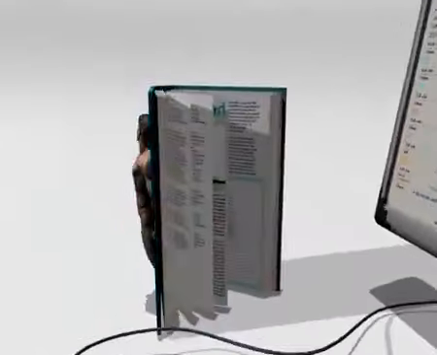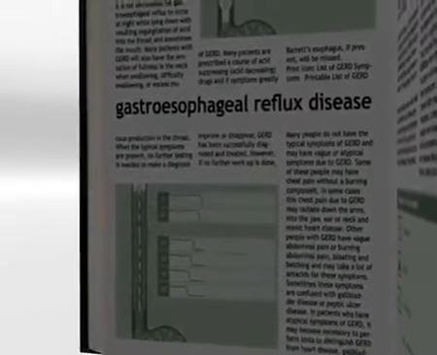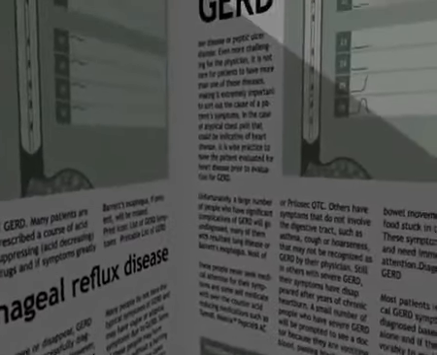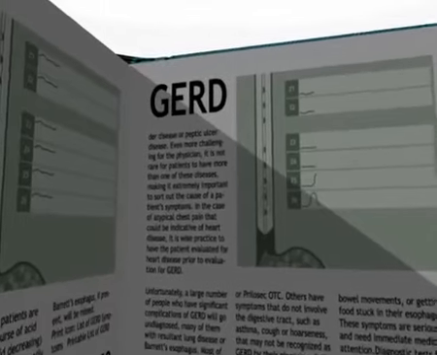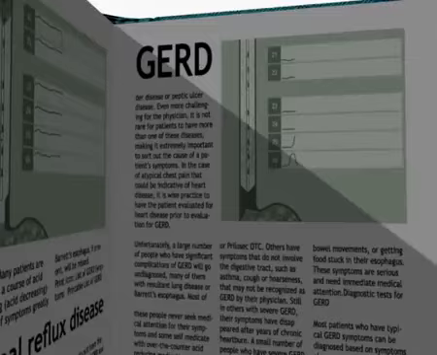Millions of people, adults as well as young children and babies, suffer from heartburn and regurgitation caused by the reflux of gastric contents into the esophagus. We're talking about gastroesophageal reflux disease, generally abbreviated as GERD. It can sometimes be difficult to know whether symptoms are due to GERD or something else.